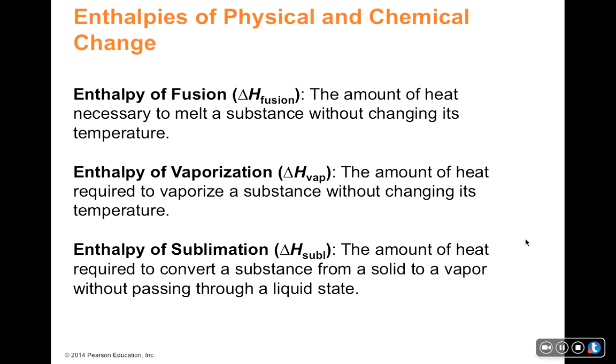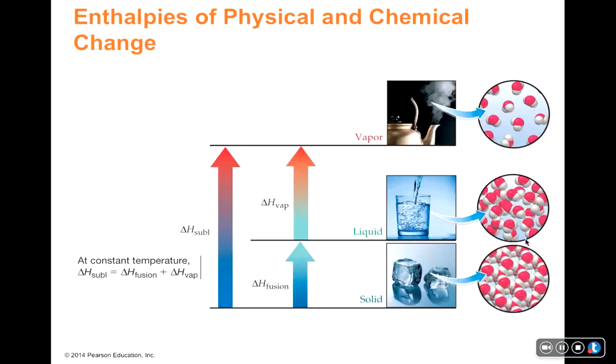Enthalpy of vaporization is the heat required to vaporize a substance. So again, that would be taking it from a liquid to a gas, that phase change. Enthalpy of sublimation is the amount of heat required to convert a substance from a solid to a vapor without passing through a liquid state, so directly from solid to gas. And you can see these represented here in terms of their amounts.